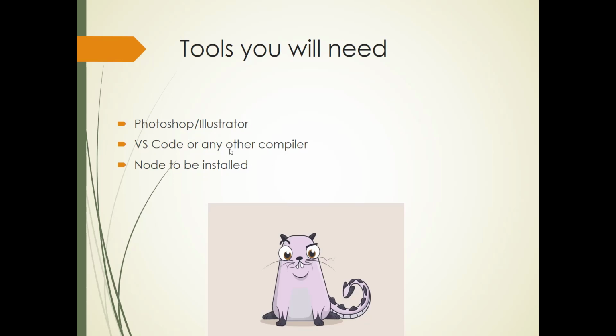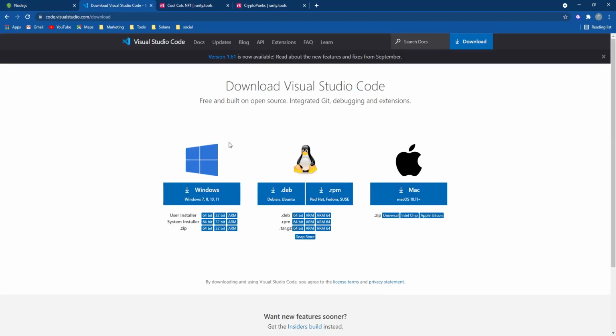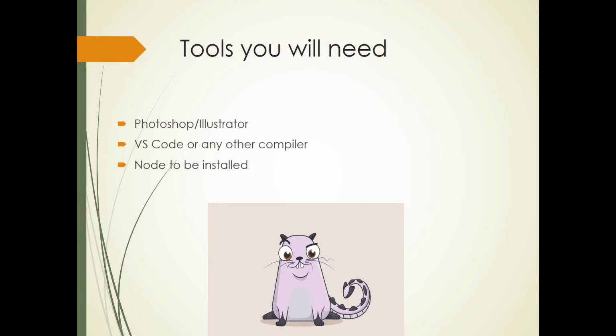For that purpose, you will need a few tools: Photoshop or Illustrator, you can use any, and VS Code for compilation, and Node to be installed on your PC. These are the software. You can just download them from the links I will share in the description. After that, let me show you how you can test it.